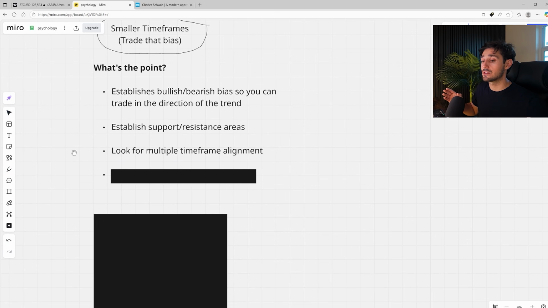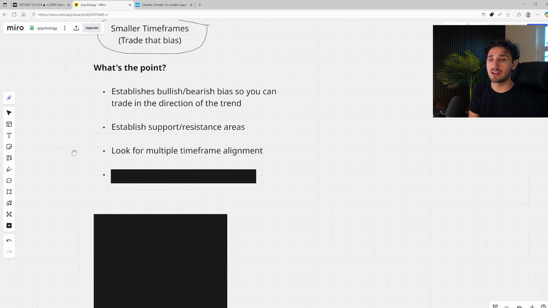Number three, we want to look for alignment. It's impossible to have alignment if we're not looking at multiple time frames. And the way that I would think about this is, let's say the daily chart is bullish, the hourly chart is bullish, the weekly time frame is bullish, the 15-minute chart is bullish, and then you have a 5-minute breakout setup. Don't you think that setup has a lot higher of a probability of actually moving in your favor, because all of the other time frames are bullish? And that's what you're looking for. You want all of the time frames to communicate the same thing.